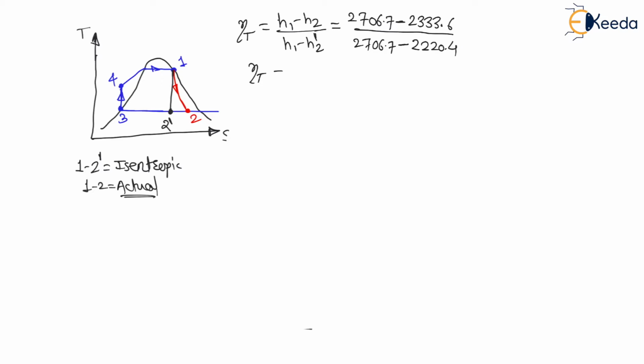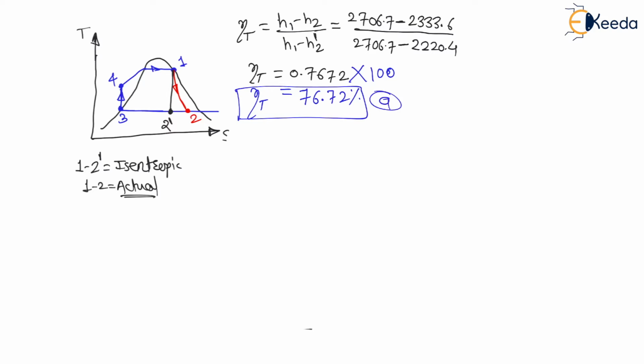And if I simplify for this turbine efficiency, then I will get 0.7672. And if I want to convert this efficiency into percentage, I have to multiply this answer with 100, so that we will get efficiency in percentage. Therefore, efficiency of turbine, that is isentropic efficiency of turbine, in percentage will be equal to 76.72%, right? And this is your first question. That is question number A, right?